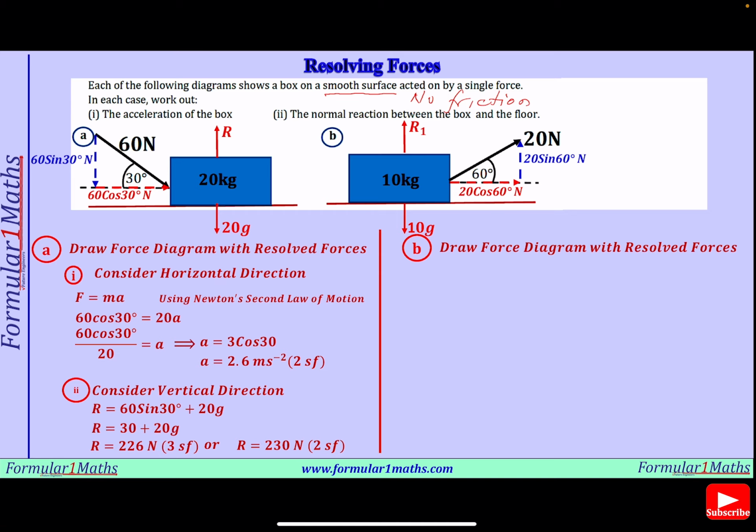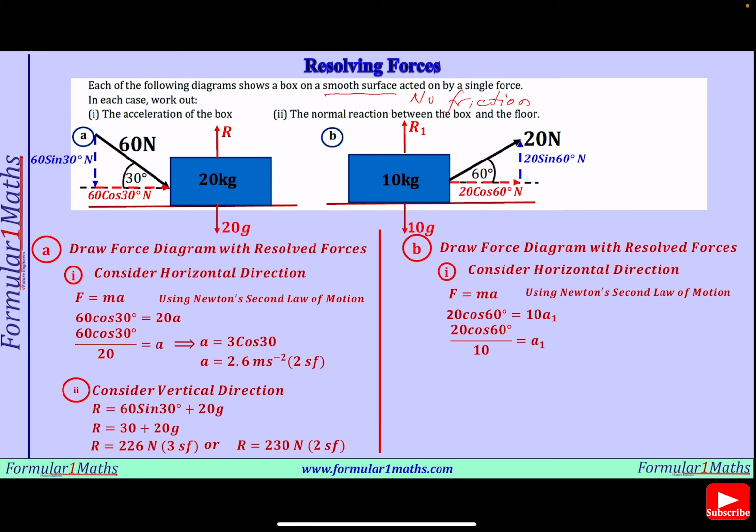So using Newton's second law of motion, we have 20 cos 60 is equal to 10 A1. Rearrange to get this. Simplify to get 2 cos 60. And evaluate to get 1 meter per second squared.